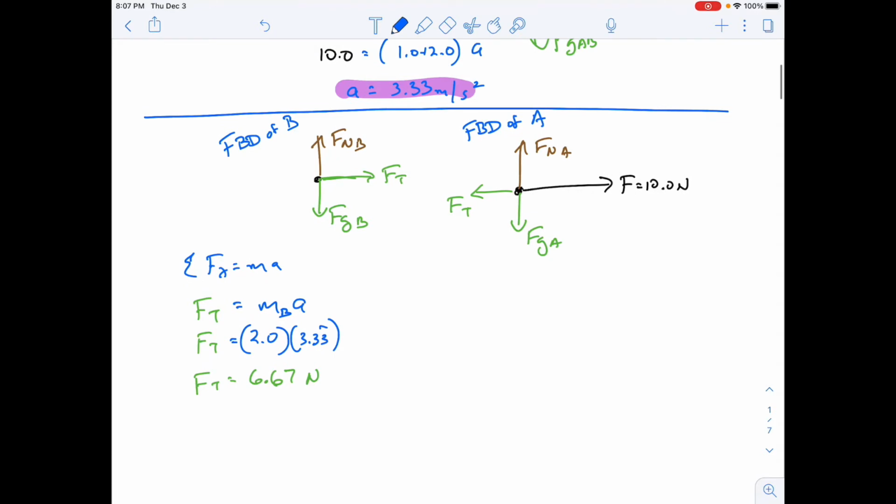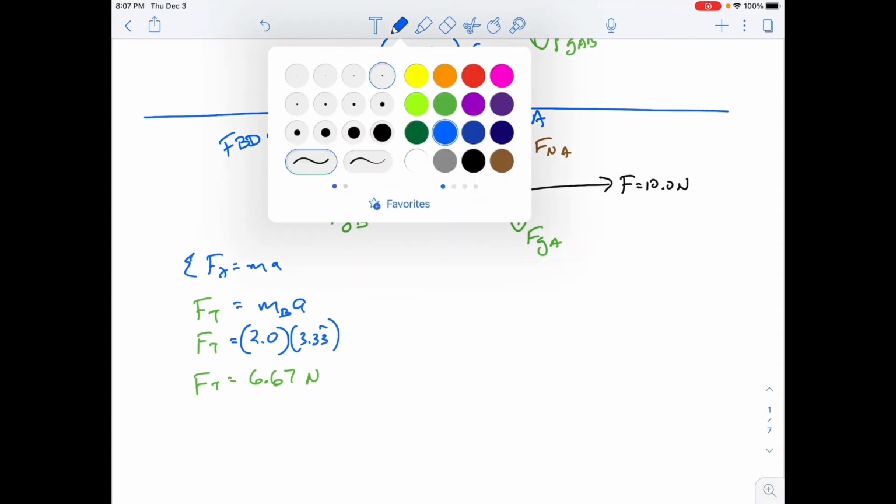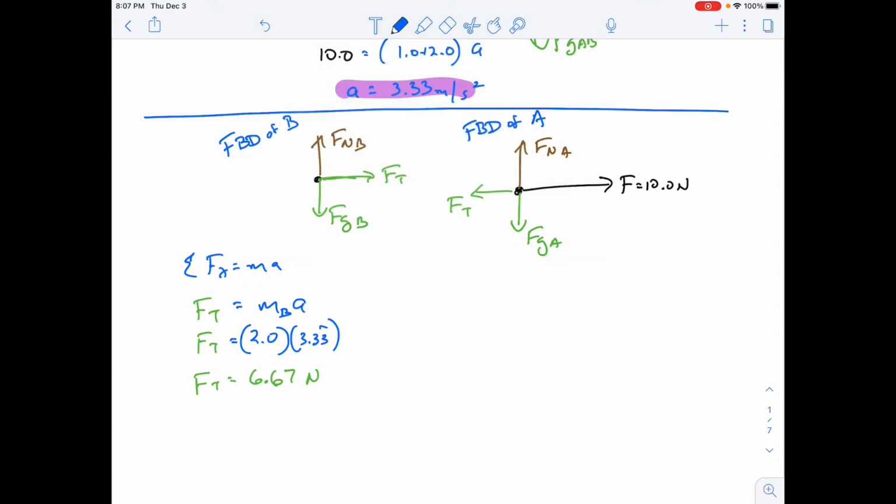Now, what I can also do with this, although I don't really need to do it right now for object B, is I can do summation of forces in the y equals 0. We know that F, the normal force, minus the force of gravity, are going to equal 0. A little sloppy, sorry about that. This just is going to tell us that the normal force is equal to the gravity.